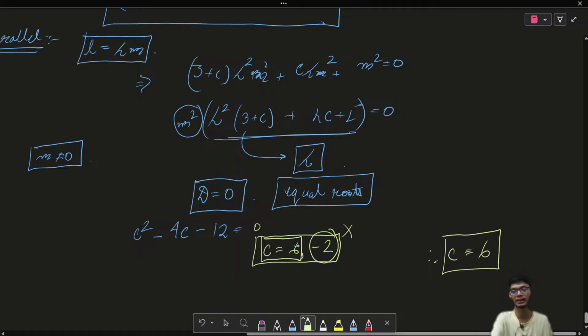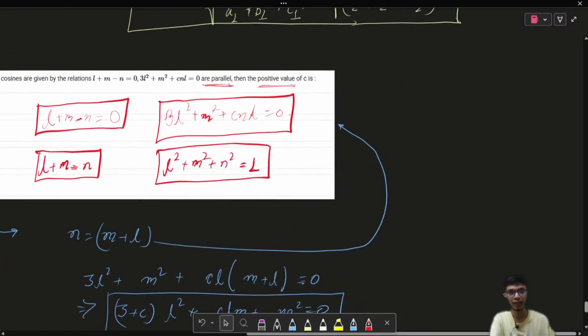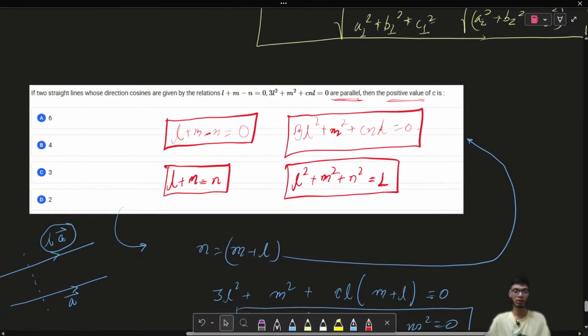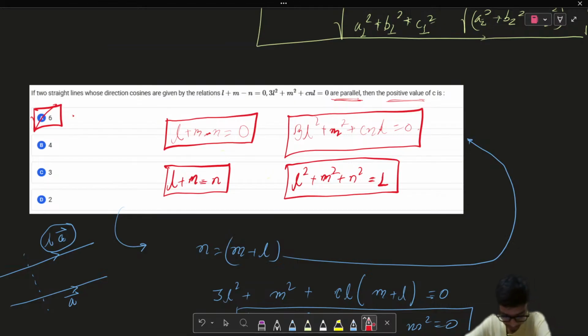That is also basically mentioned in the problem, right? So the positive value of C will be equal to 6. So with this, option A will be the correct answer. Is this part clear to all of you?